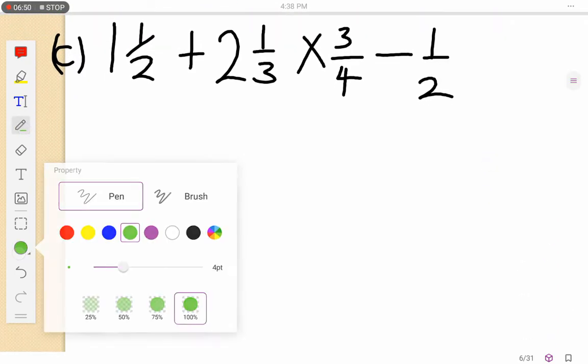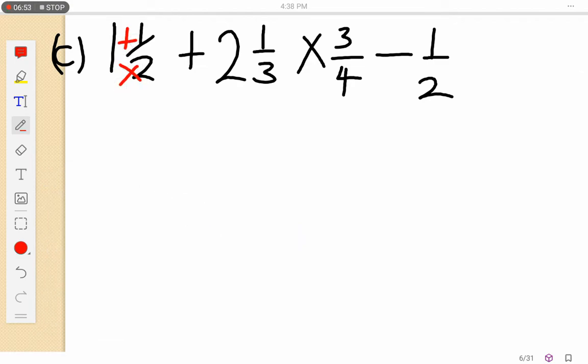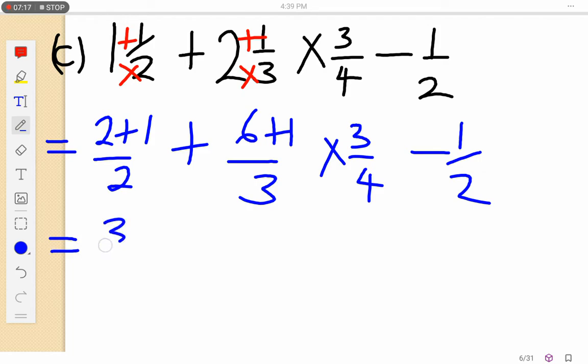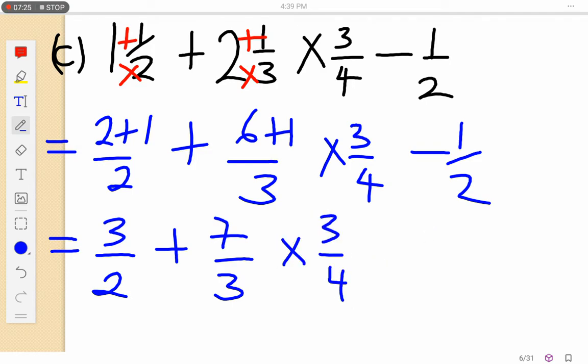Okay, we also continue on multiply, add, multiply, add, and so on. So that's the first part that I'm going to do before I do anything. So I'll have at the end of the day here 2 plus 1 over 2 plus 6 plus 1 over 3 times 3 over 4 minus 1 over 2. Okay, what do we get? 3 over 2 plus 7 over 3 times 3 over 4 minus 1 over 2. That's what I'm having now.